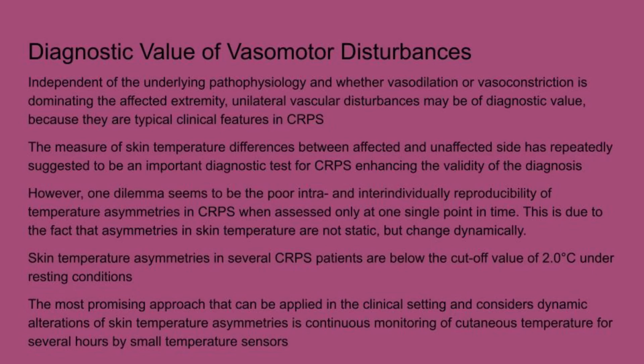However, one dilemma seems to be the poor intra- and inter-individual reproducibility of temperature asymmetries in CRPS when assessed at only one single point in time. This is due to the fact that asymmetries in skin temperature are not static, but change dynamically. Skin temperature asymmetries in several CRPS patients are below the cutoff value of 2 degrees Celsius under resting conditions. The most promising approach that can be applied in the clinical setting and considers these dynamic alterations of skin temperature asymmetries is continuous monitoring of cutaneous temperature for several hours by small temperature sensors.